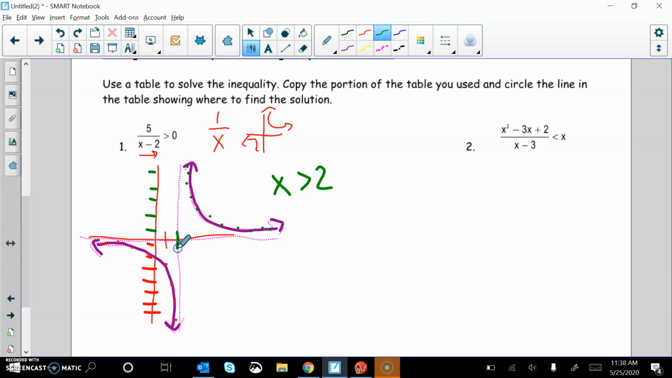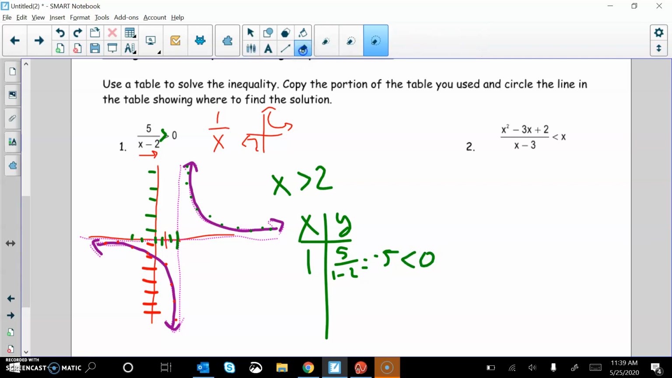So at 2, it's undefined. We cannot plug in 2, so we don't know if it's going to be bigger than 0, equal, or whatnot. It's undefined, none of which is happening. If you plug in x's that are smaller than 2 and made a table, in fact, let's go ahead and see what's going on there. So let's pick positive 1, for example. So 5 over 1 minus 2 is negative 5, which is less than 0, and we wanted it to be greater than 0. So when you plug in 1, it does not satisfy the inequality.